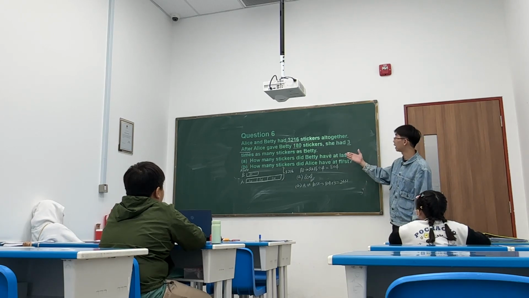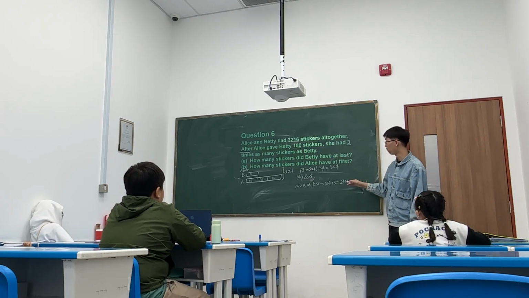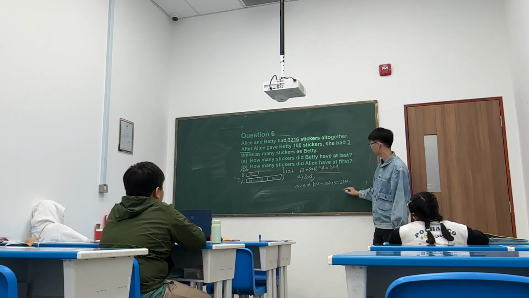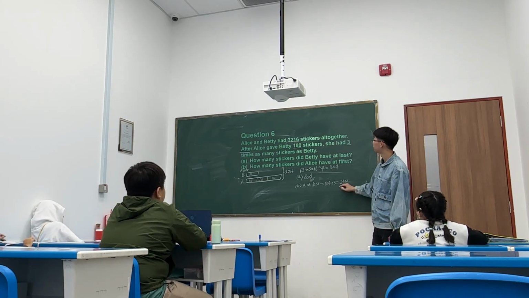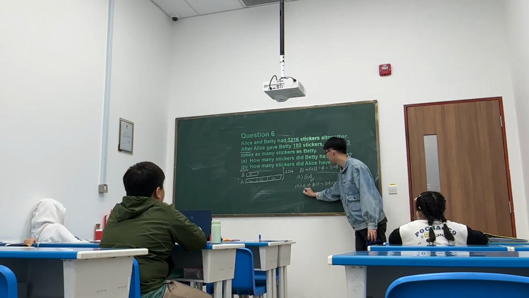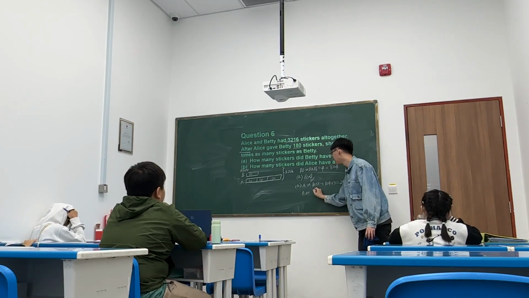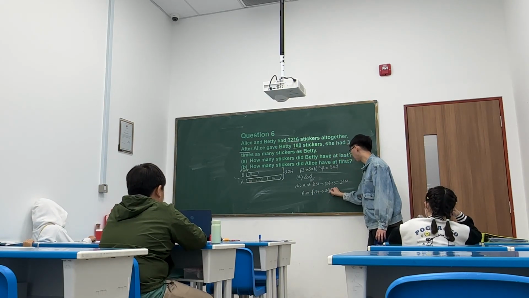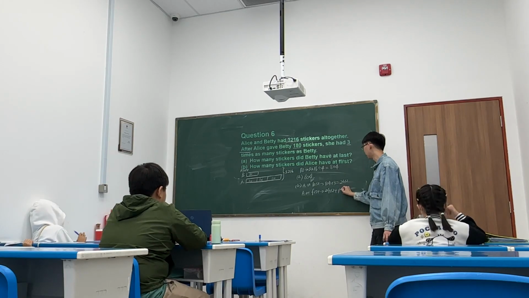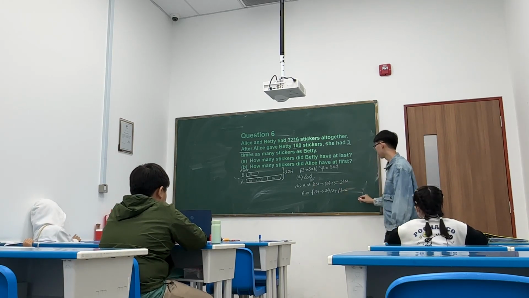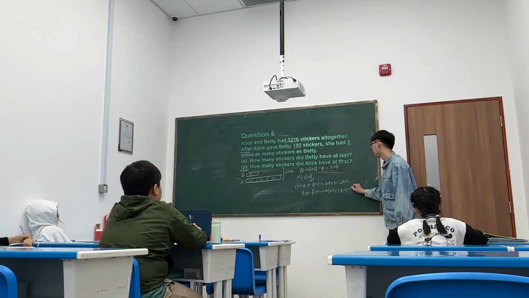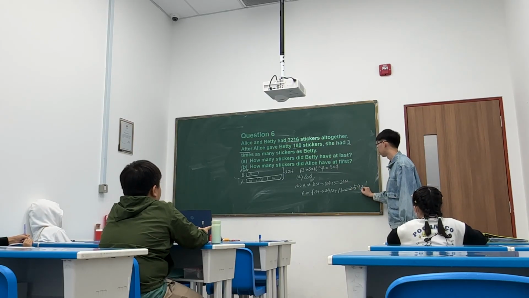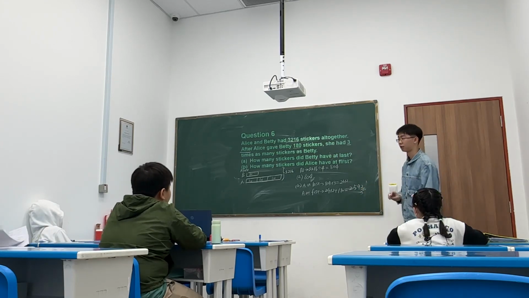And then how many stickers did Alice receive from Betty? Oh, Alice gave something to Betty. So before, at first, how many stickers does Alice have? Ah, plus 180. So Alice, at first, will have 2412 plus 180. This will give us 2592. So that is the answer for question B. All right.